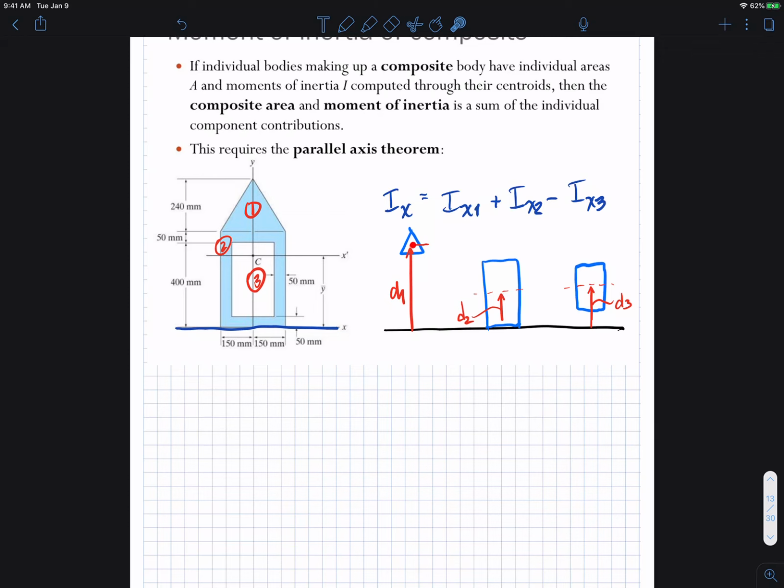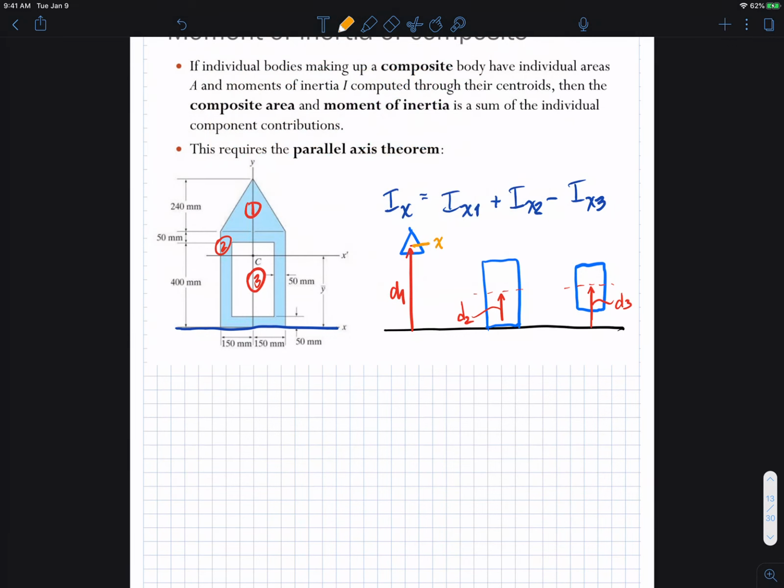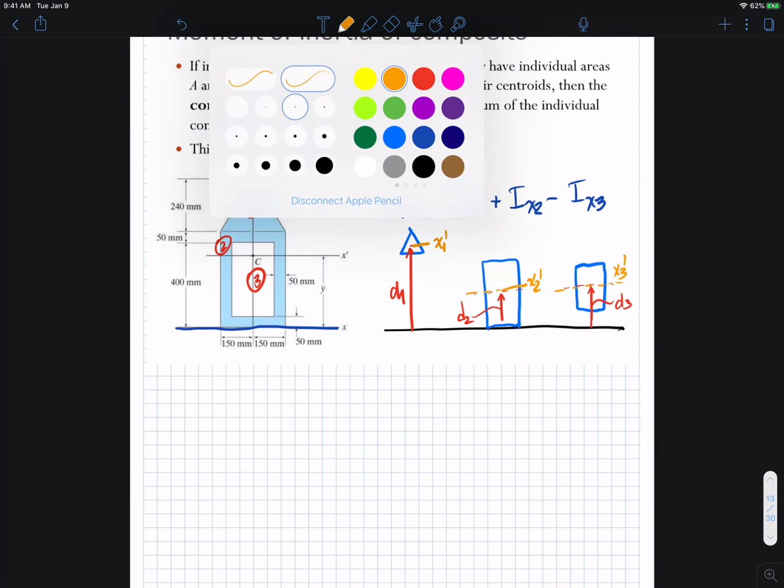So the fact that this centroid of the triangle is some distance away, this one for the big rectangle, for the little rectangle, is going to basically be our centroidal axes here. So this is like your x1 prime. This we could say is our x2 prime right here. And then this one would be x3 prime. And then you just have to calculate where those are and just pay attention, right, to the details of these problems.